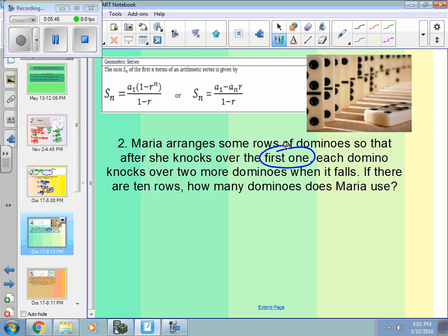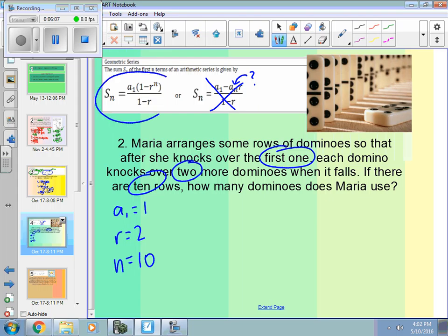The first row has only 1 domino, so the first term is 1. Each domino knocks over 2 more, that means our ratio here is 2. There's 10 total rows, meaning our n is 10. So now we want to see which one works better. Well, we don't know what the last term is, that wouldn't be the good equation to use. Looks like we want to select that one.